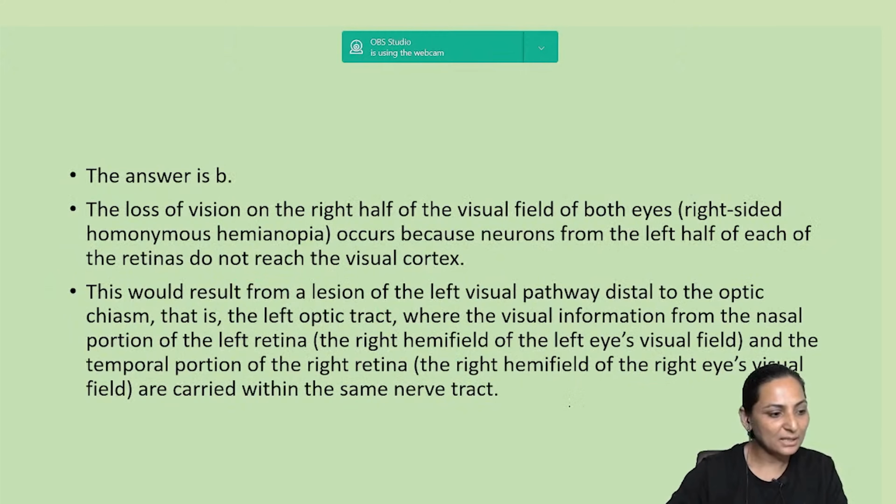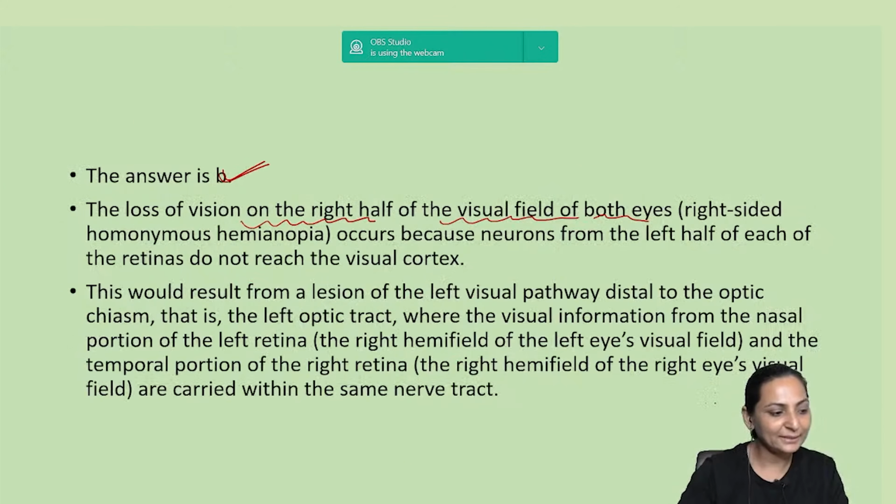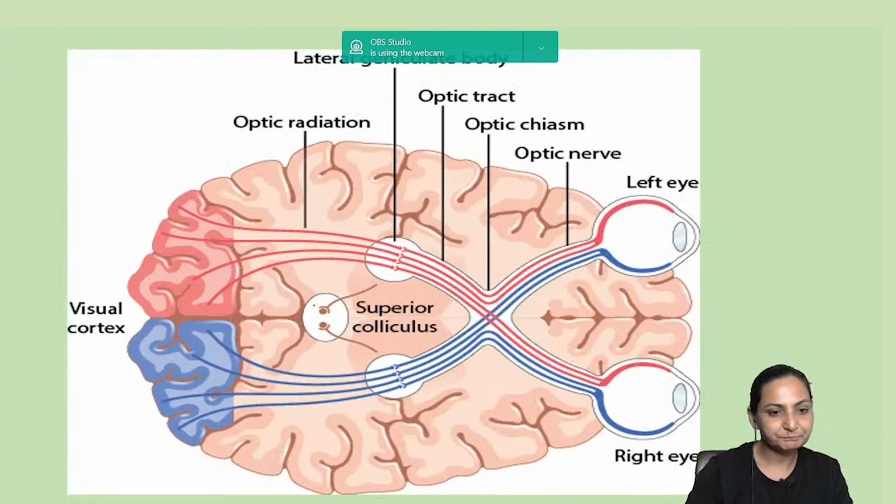So the correct answer is B, right? The correct answer is B. That is, there is a loss of vision on the right half of the visual fields of both eyes. You can see over here that the right side of both fields is lost, and this is because of the involvement of the optic tract. It is because of the involvement of the left optic tract, right? Now let us consider it further.